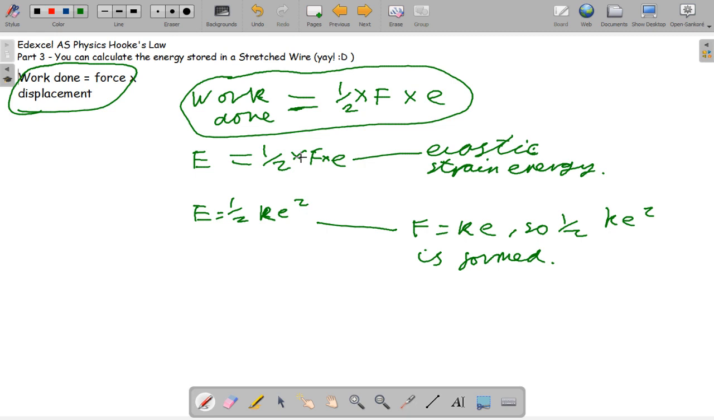Because Hooke's law has been obeyed, F is equal to Ke, so we can also substitute F equals Ke into this, and the final one is E equals half Ke squared. And as the material is stretched beyond the elastic limit, some work is done in separating the atoms, and it's not stored as strain energy, and it isn't available when the force is released.